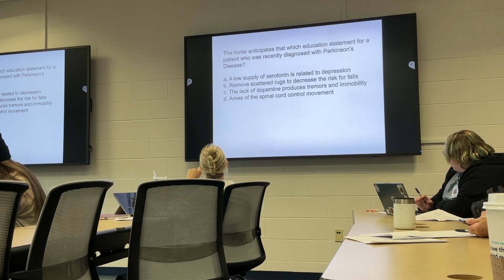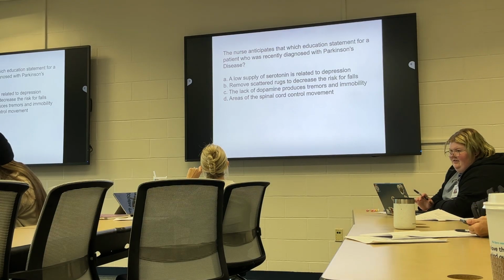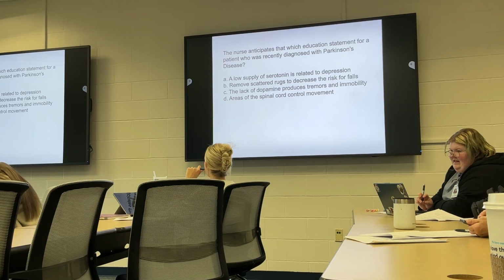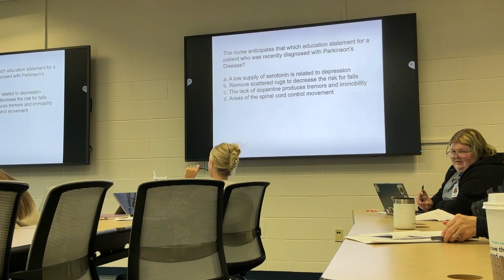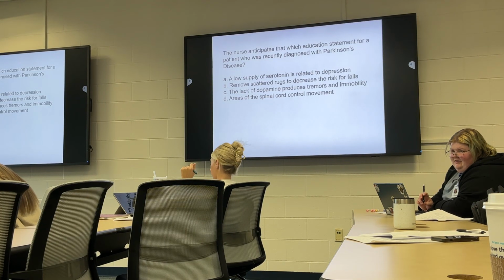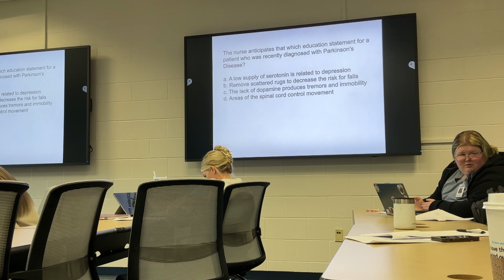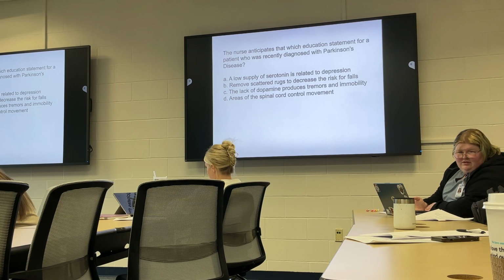I know we haven't talked about Parkinson's, we kind of did a little bit. A. Low supply of serotonin is related to depression. B. Remove scattered drugs to decrease the risk of falls. C. The lack of dopamine produces tremors and immobility. D. Areas of the spinal cord control movement. Are they all right? Correct?